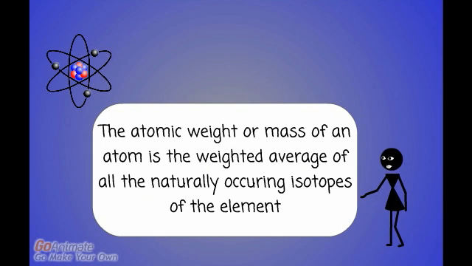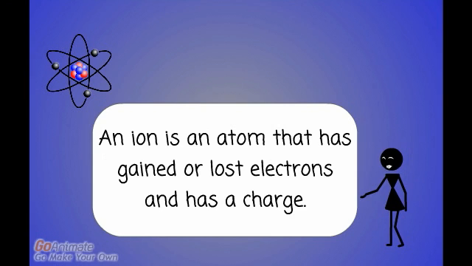The atomic weight or mass of an atom is the weighted average of all the naturally occurring isotopes of the element. An ion is an atom that has gained or lost electrons and has a corresponding positive or negative charge.